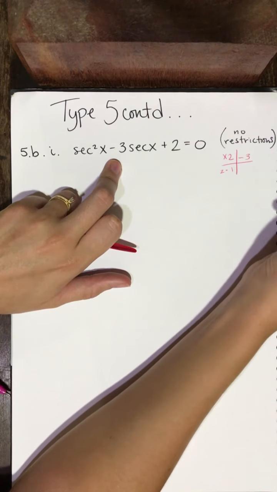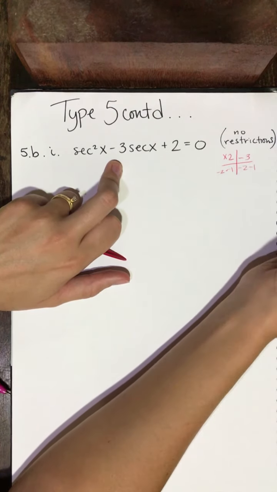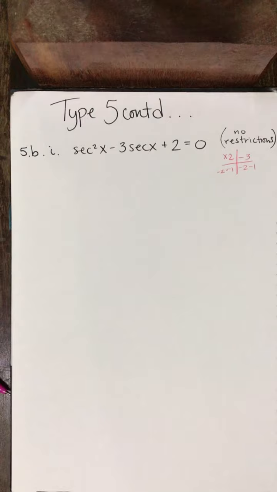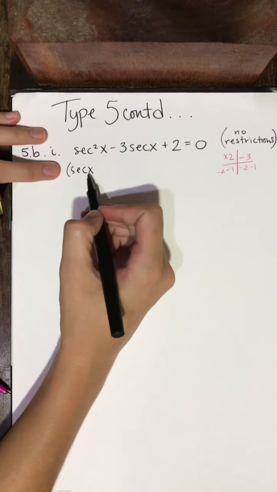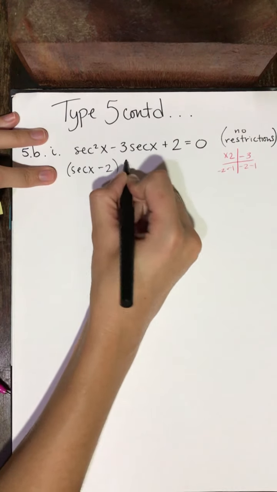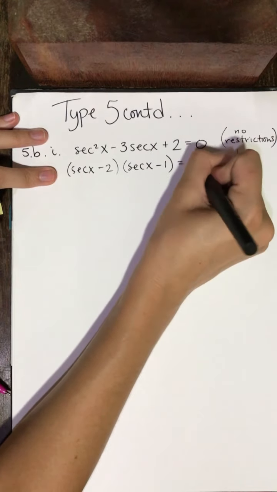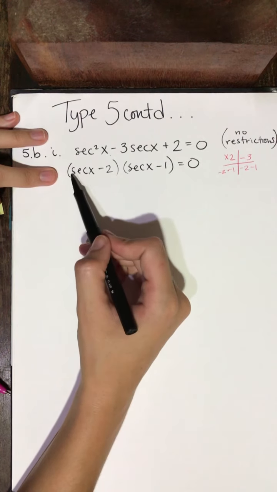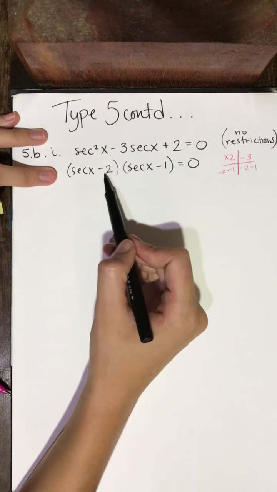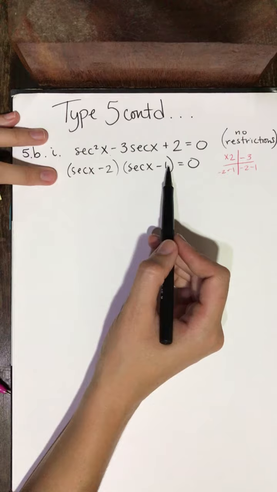So how about 2 and 1 multiply to be 2? To add to be negative, they both need to be negative. -2 minus 1. I believe this was similar to the previous one, so we've got secant of x, not squared anymore, -2, and secant of x minus 1 is equal to 0. So we're factoring it. Secant times secant, we'll get a secant squared. Secant times -1, negative secant, minus 2 secant is -3 secant. -2 times -1 is +2. So we know we've done it right.